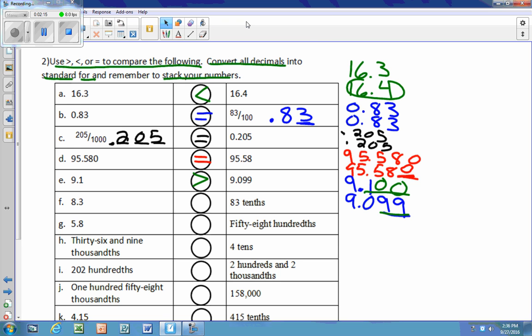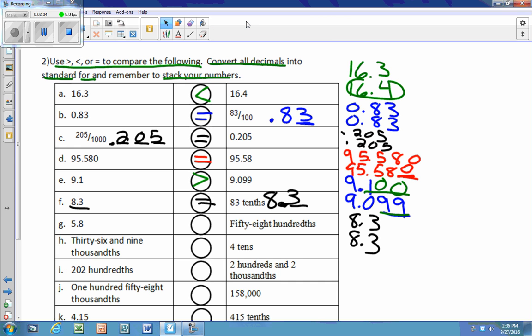Next, I have 8 and 3/10. And over here, I need to make 83 tenths. So if I want to end in the tenths place, the 3 has to end there. So there's my 8 and 3/10. So I see I have 8 and 3/10 and 8 and 3/10. And so they are equal.